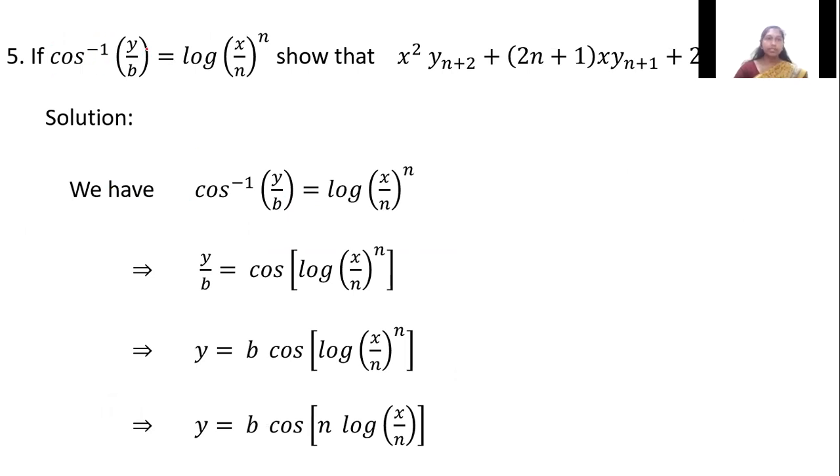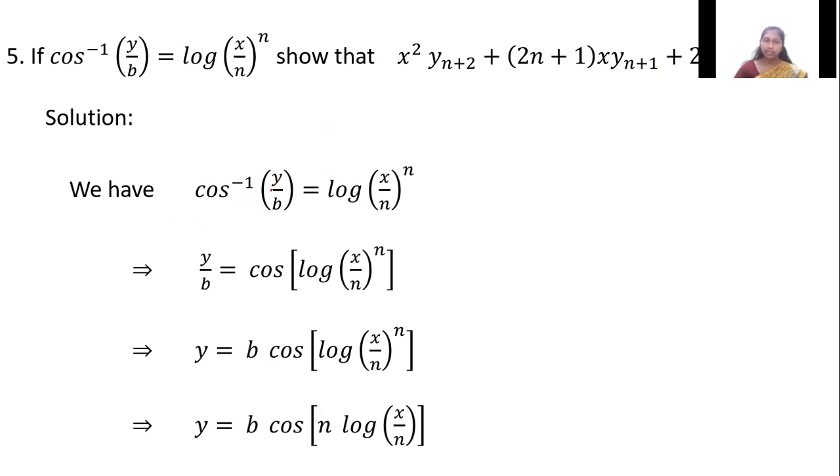If cos inverse of y by b is equal to log x by n the whole raised to n, then we have to show that x square yn plus 2 plus 2n plus 1 x yn plus 1 plus 2n square yn equal to 0. So let us start with the given function. The function is given like this, and in order to start simplifying, we can remove this cos inverse from the LHS. So taking cosine function on both sides, what do we get?